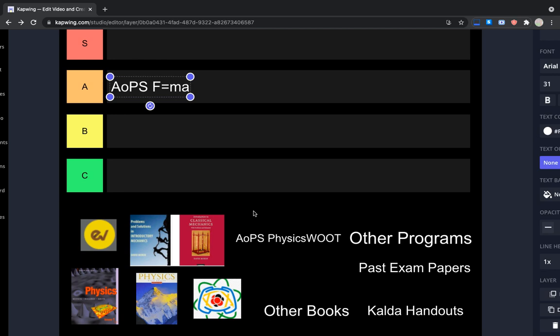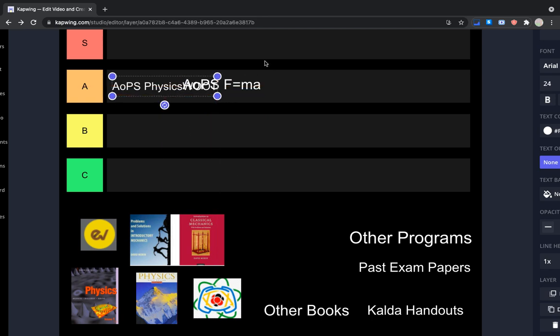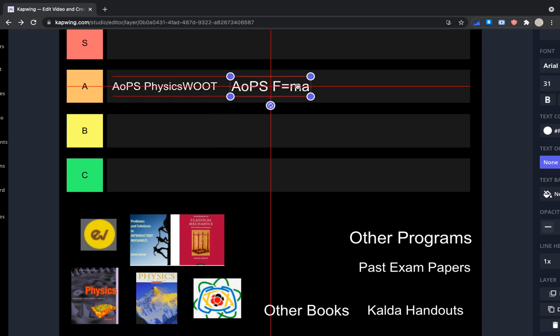But the cost is pretty high at $795, but the benefits definitely outweigh the cost in this circumstance. So I'll put this also in the top of A tier, but probably in front of AOPS FMA only because it helps with USAPhO as well as FMA. So something like this.